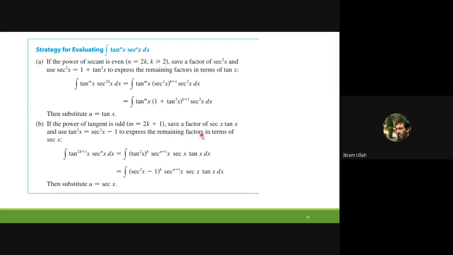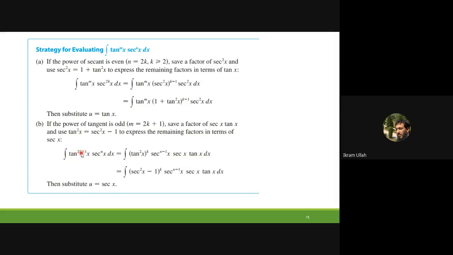To express the remaining factor in terms of secant x, we can write this integral in the form tangent to the power k plus 1 secant n d of x. So this will be tangent square whole power k, secant n minus 1, into secant, because secant n minus 1 and secant we can write in this form, which gives back secant to the power n. And this is tangent x dx.